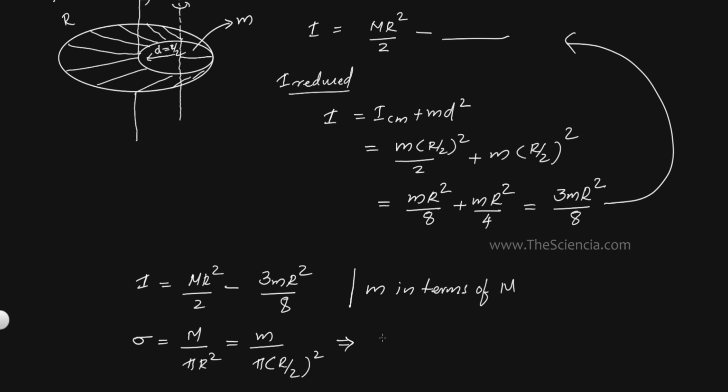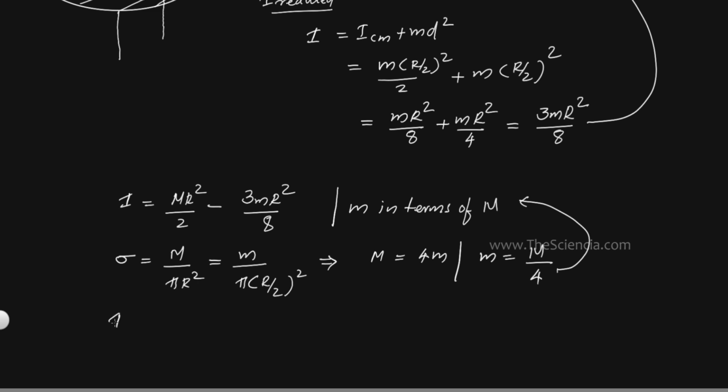So what we get is M equal to 4 small m. So we got small m equal to capital M by 4. So we can substitute this value here. On substitution we get I is equal to MR square by 2 minus 3 small m, that is capital M by 4, R square by 8. So what is the answer? It is equal to 13 MR square by 32.